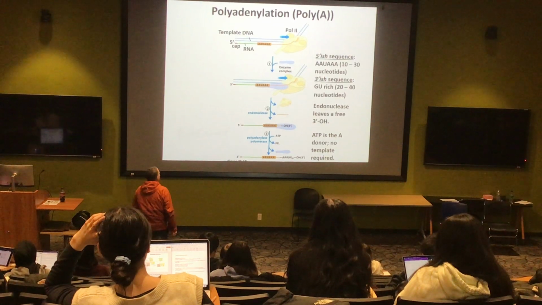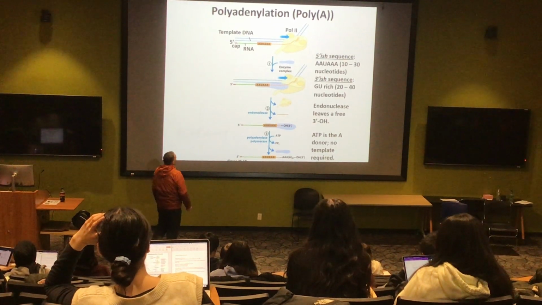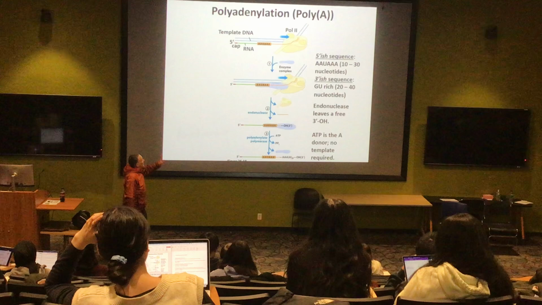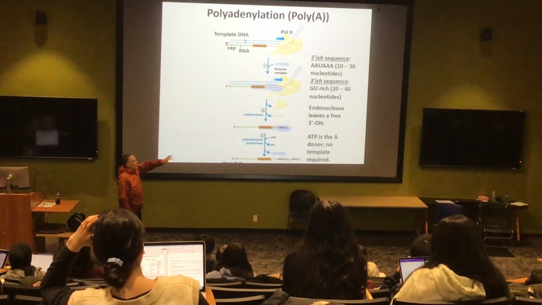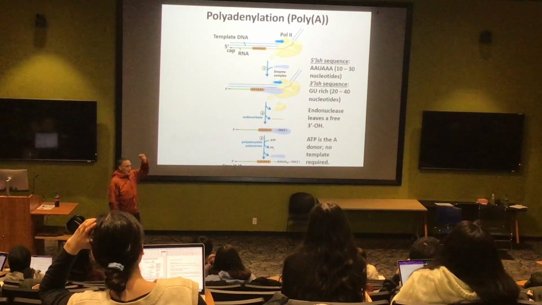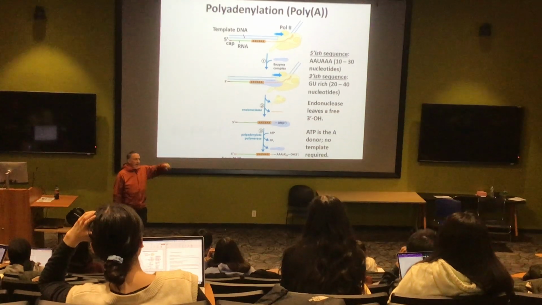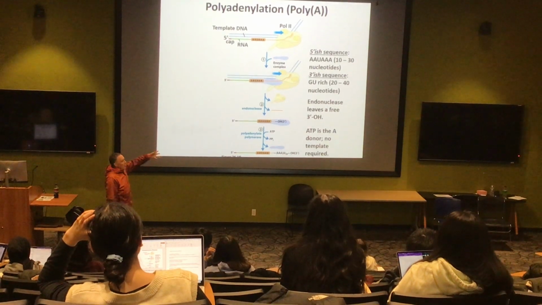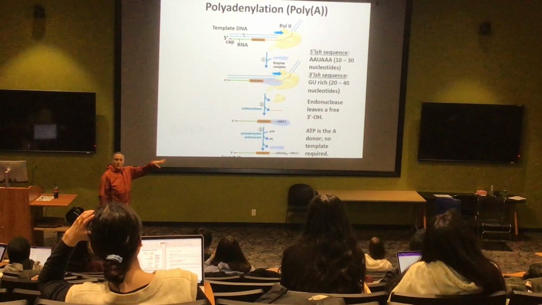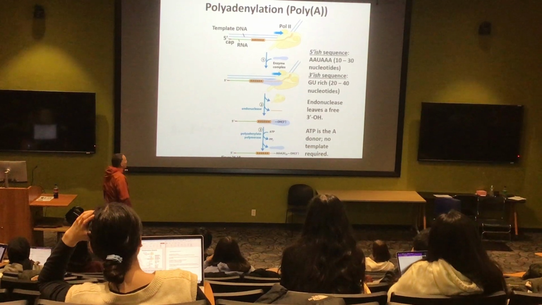The reason is we're going to make some modifications at the 3' end of the mRNA. Specifically, we're going to add a series of A's. Just A. And that could be roughly 50, as many as 250, sometimes more.